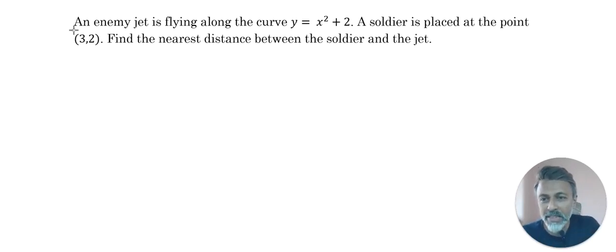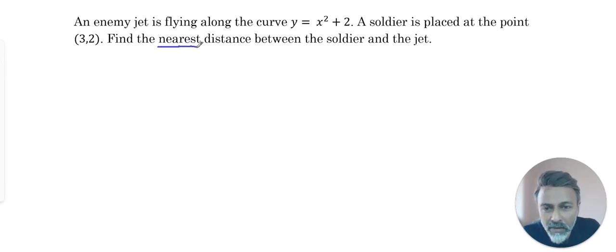Hello students, let's take the next question. We have an enemy jet flying along the curve y equals x square plus 2, which looks like a parabola, symmetric about the y-axis, 2 units above the x-axis because here it is plus 2. The soldier is placed at the point (3, 2), in the first quadrant. Find the nearest distance between the soldier and the jet.